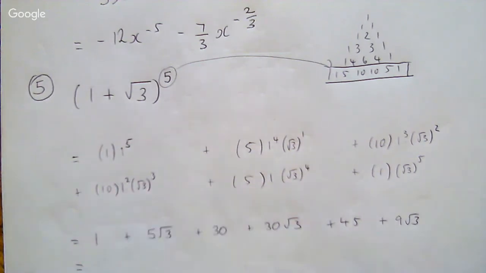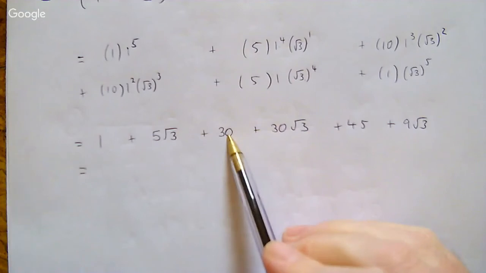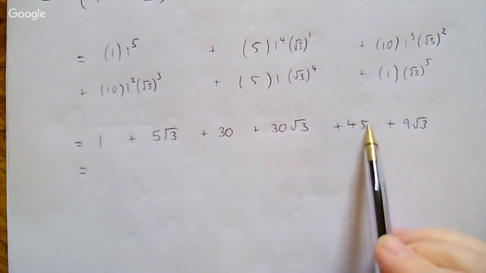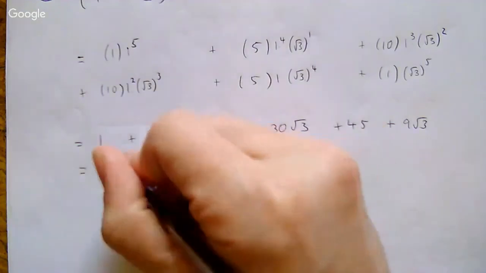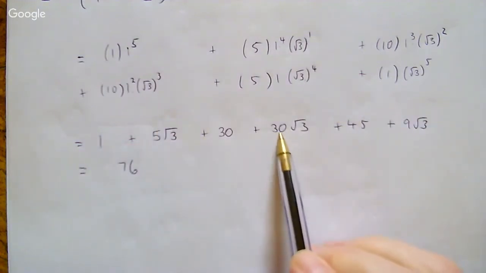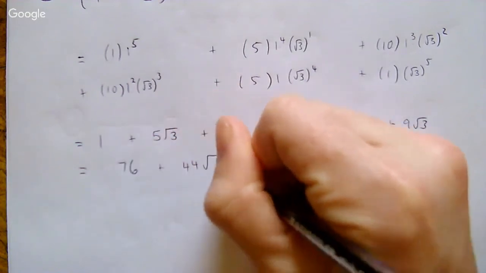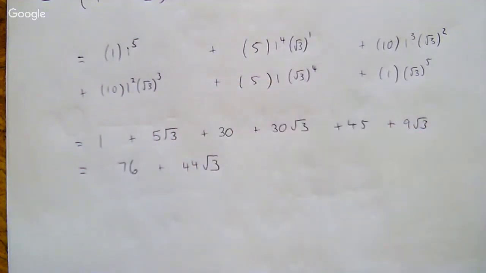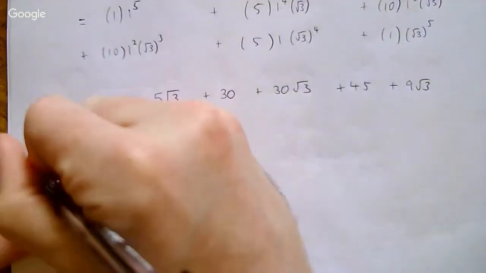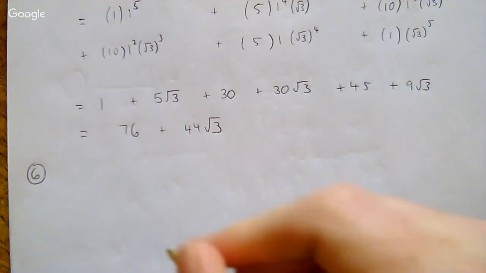And then finally, I'm just going to simplify all those terms. So I've got 1 plus 30, 31, plus 45, so what's that, 76? 76, and then 5 root 3 plus 30 root 3, so it's 35 root 3 plus the 9, it's going to give me plus 44 root 3. Okay? Question 6 came up in our mock, very similar question, and loads just messed that up. So very important we know how to do this one.